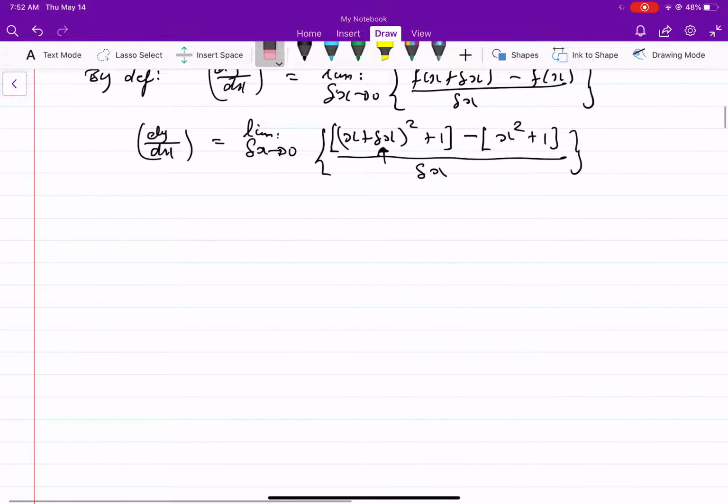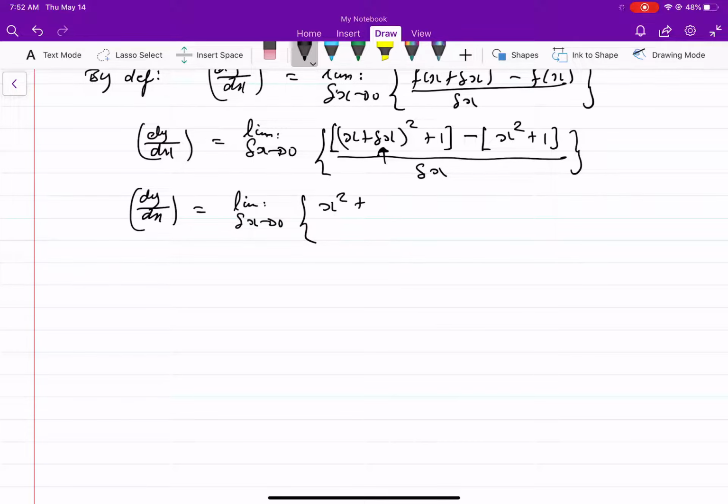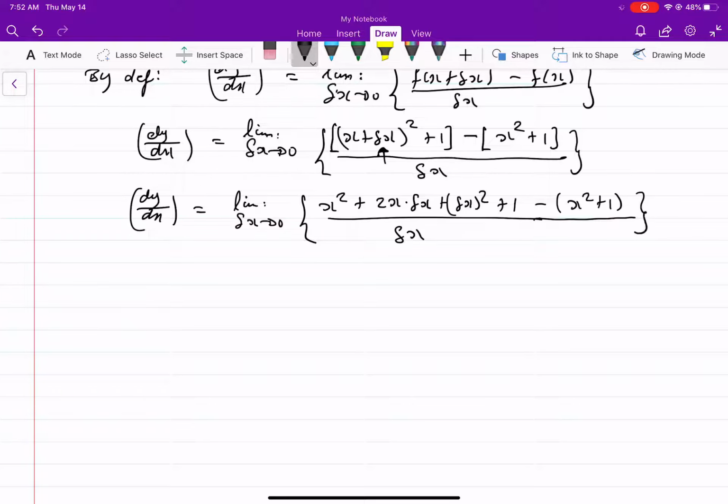dy/dx is equal to the limit as delta x approaches 0 of, if I open that perfect square, everybody knows how to do that by now, x squared plus 2 times x times delta x plus delta x all squared, plus 1, minus x squared plus 1, all upon delta x.